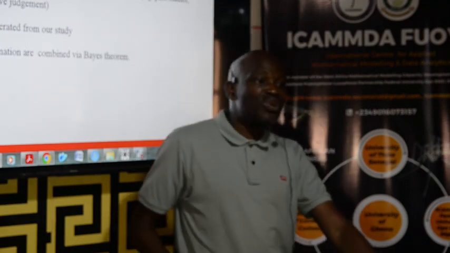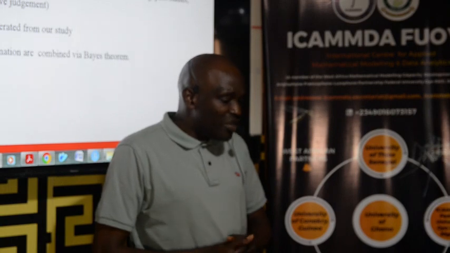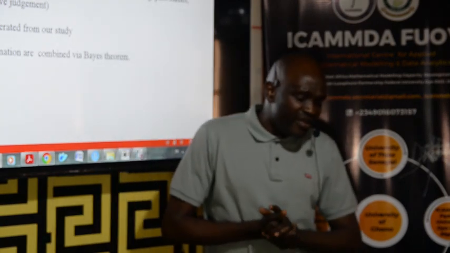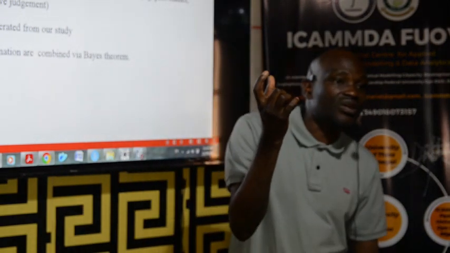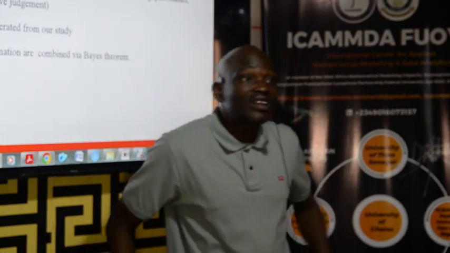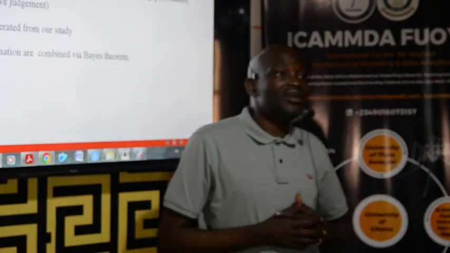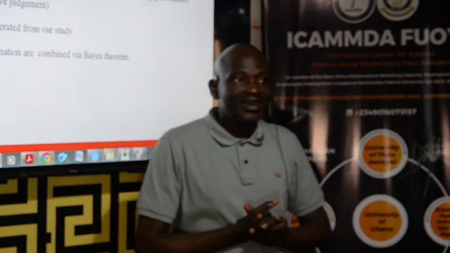But where we are going is Bayesian statistical inference. Bayesian methods draw inference about an unobservable parameter. The unobservable parameter in this case is our proportion. It draws inference about an unobservable parameter, for instance the mortality risk or a hypothesis, by combining two sources of information.